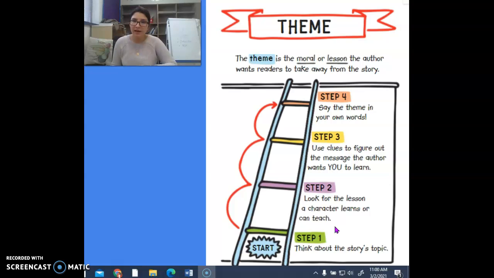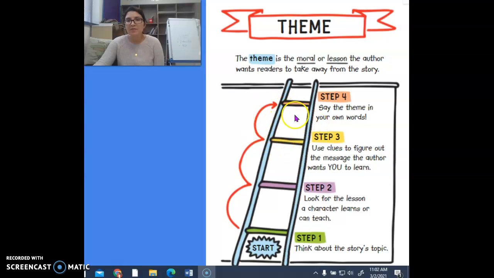You shouldn't lie, right? That's a lesson that he teaches us, the reader. If you lie, whenever you do need help, you may not get help because the person you're asking help from may not believe you. Okay? So step 3. Step 3, use clues to figure out the message the author wants you to learn. So pay attention to the words that are being read, look at the pictures, and really think about what's going on to help you figure out some clues.